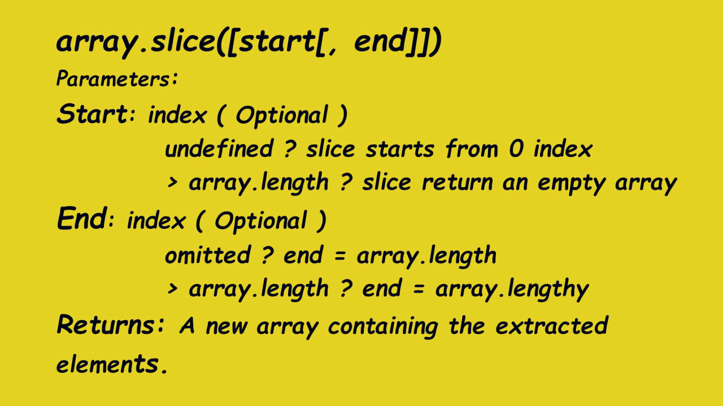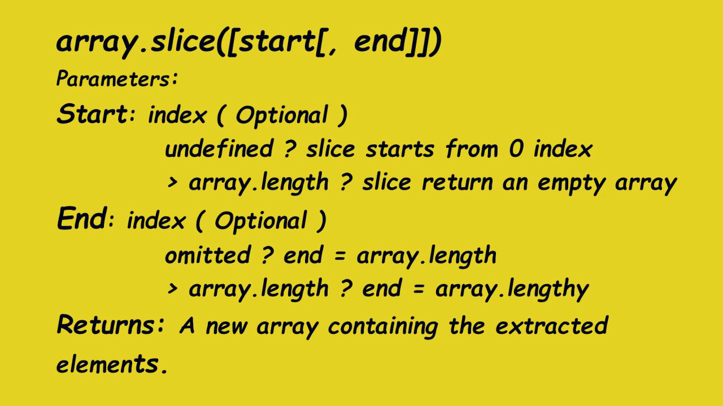Array.slice accepts two parameters. The start parameter indicates the starting index from which I want to start the slicing of my array, whereas the end parameter accepts the index at which I want to end the slicing of my array. The start and end parameters both are optional parameters.